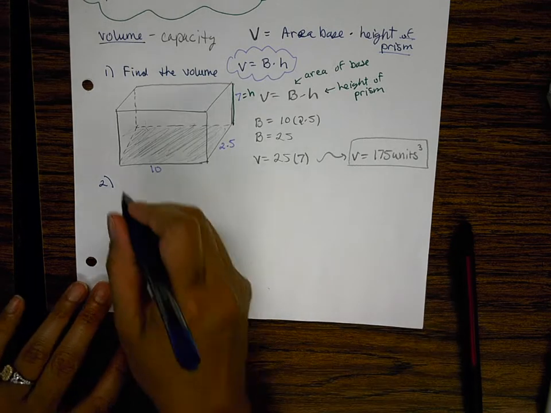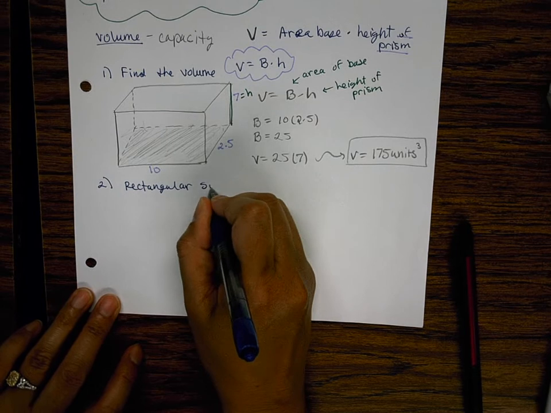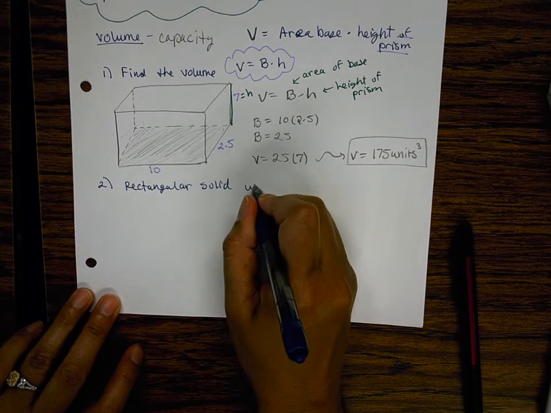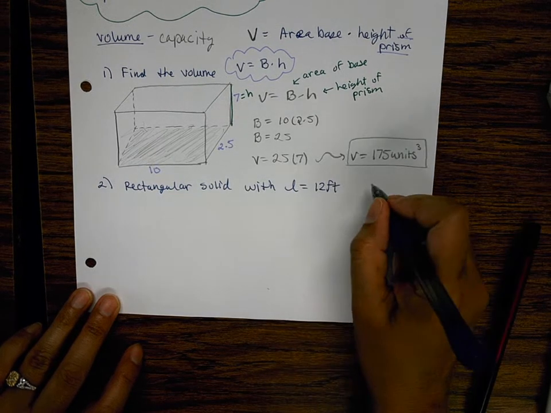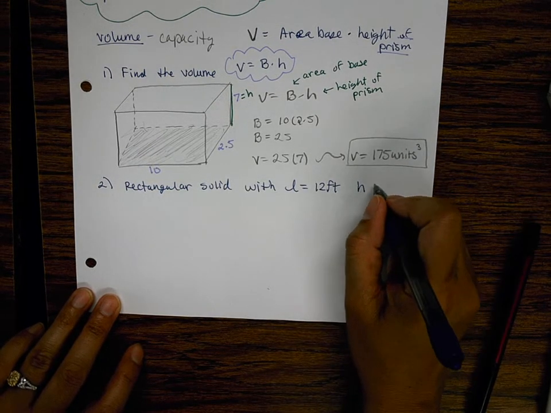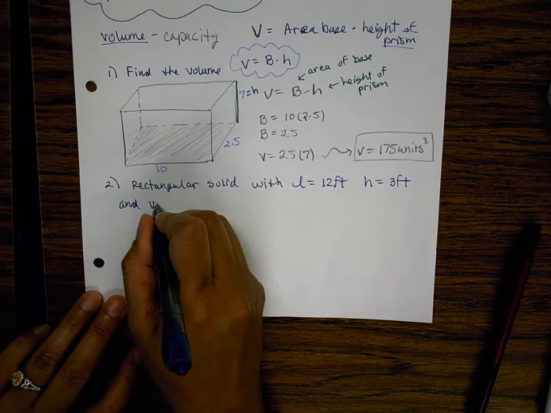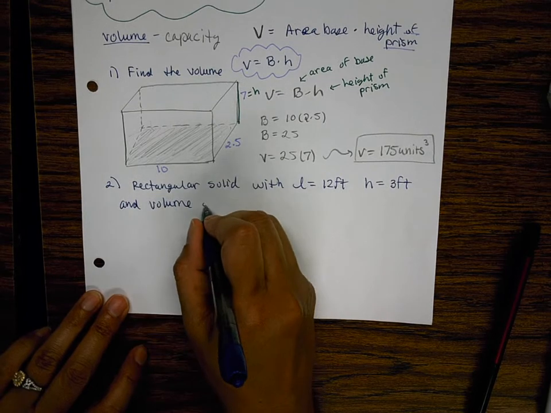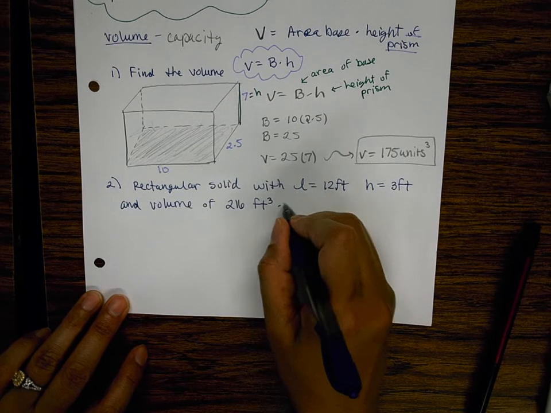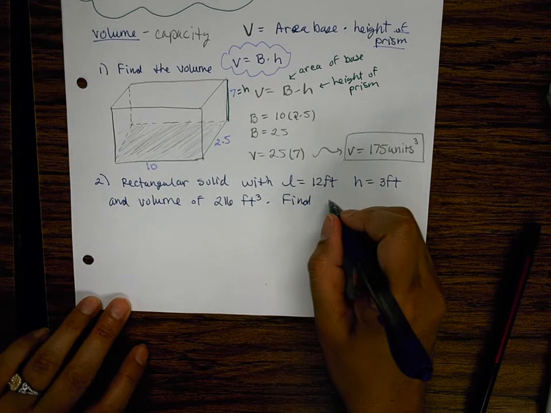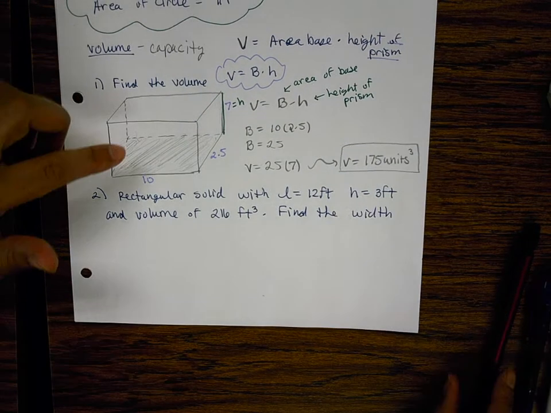Okay, a rectangular solid with the length equaling 12 feet, H, which is the height, equaling 3 feet, and a volume of 216 feet cubed. Find the width. Okay, before I go any further, I want to jump back to this rectangular prism really quick.